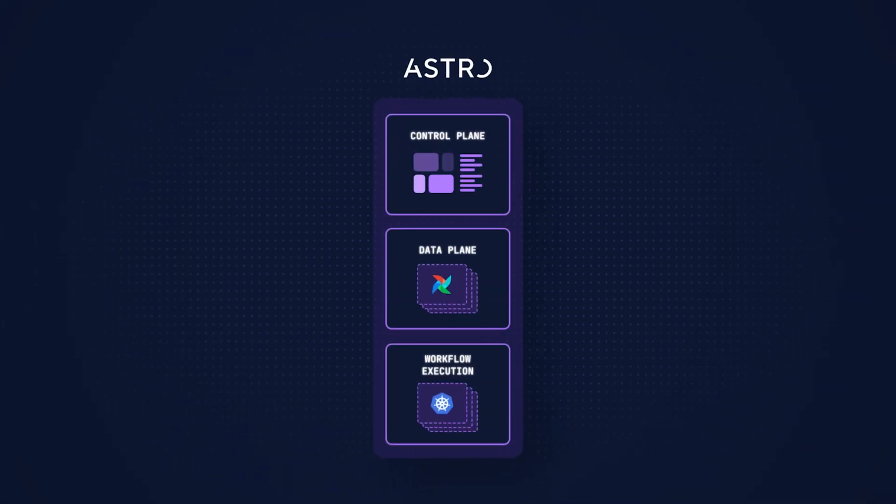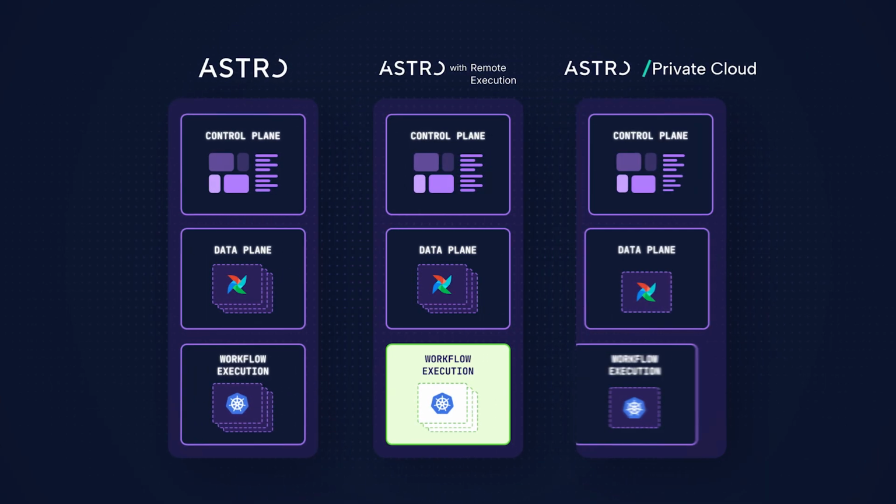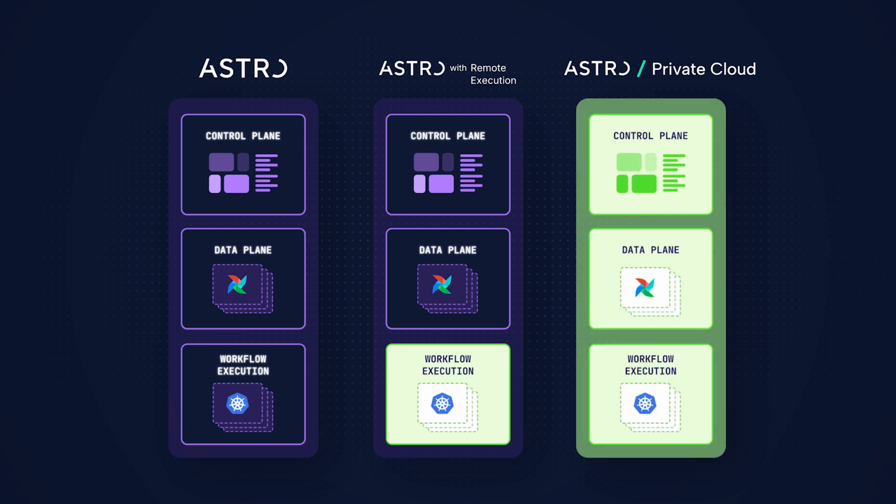Beyond scale, Astro gives you flexibility. You can orchestrate centrally in Astro, but run tasks wherever your data lives with remote execution, so sensitive data never leaves your environment, and you still get all the benefits of a managed service. Or, if you need complete control, Astro Private Cloud lets you run in your own environment while keeping the same streamlined experience. But it doesn't end there.